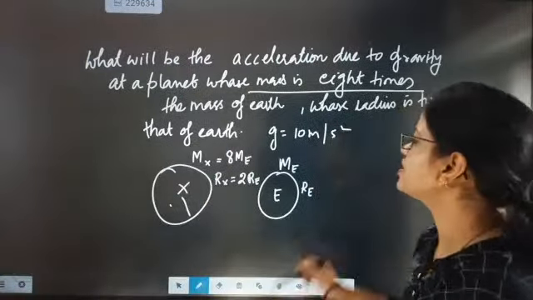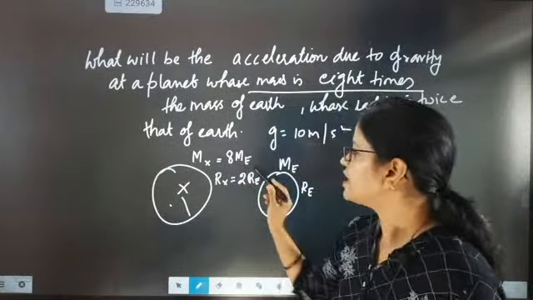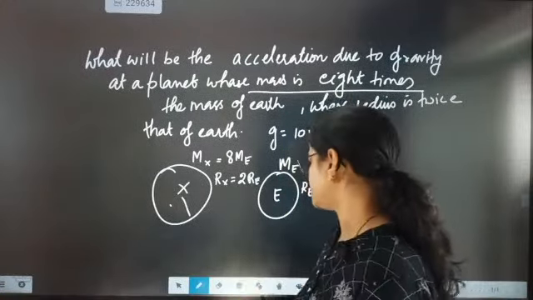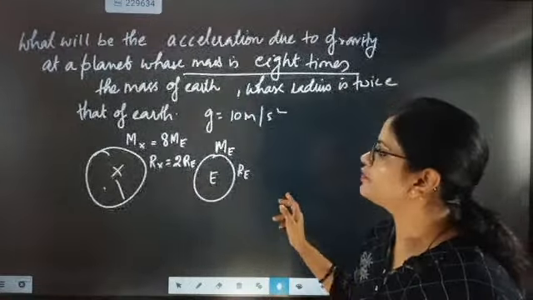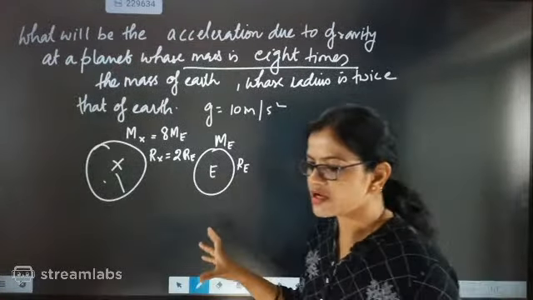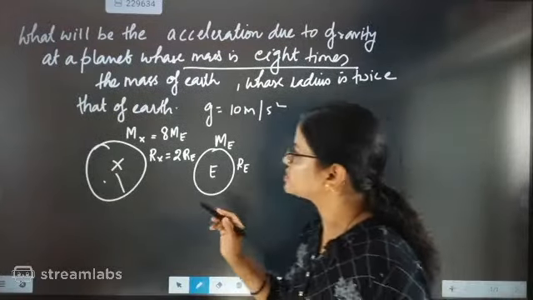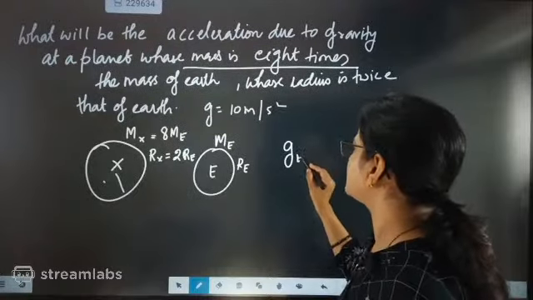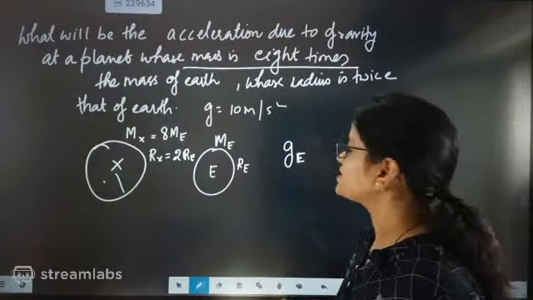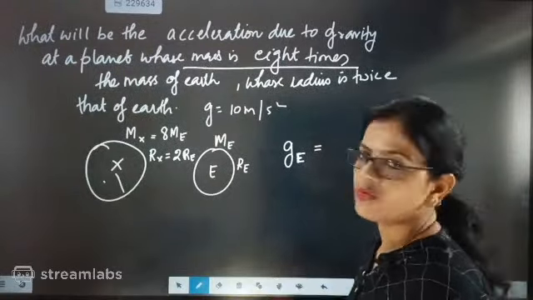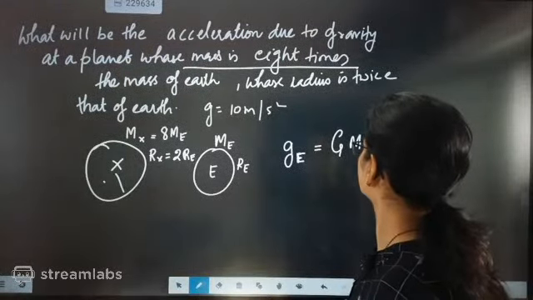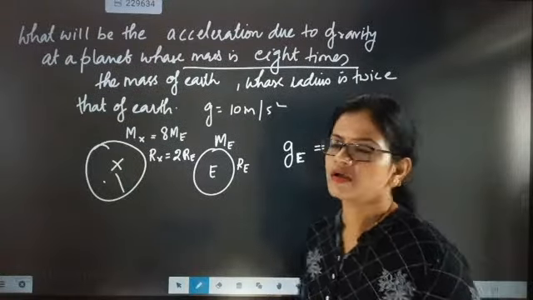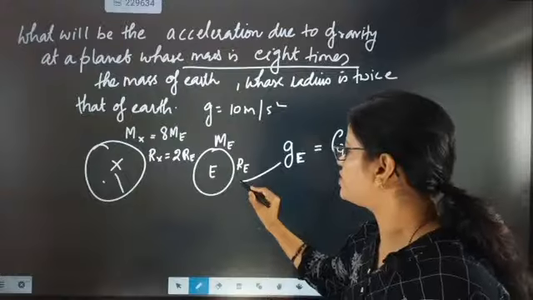Okay, so the condition given here is that the mass of this planet is 8 times the mass of Earth, and the radius of this planet is twice the radius of Earth. Now what do we have to do here? All the important conditions are given, so we just start with the formula. The acceleration due to gravity of Earth will be G ME by radius of Earth whole square.